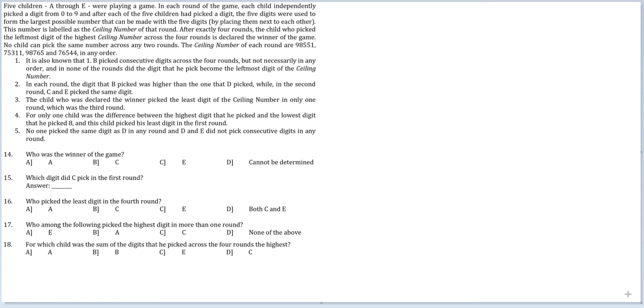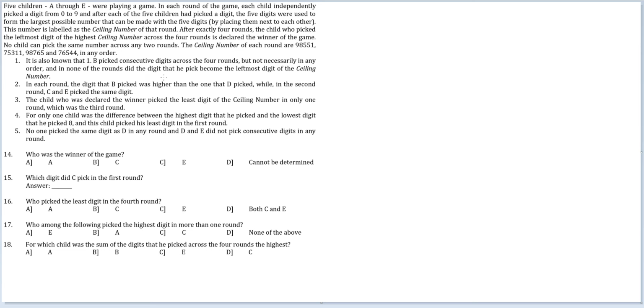Let's look at this question. 5 children A through E were playing a game. In each round of the game, each child independently picked a digit from 0 to 9. After each of the 5 children had picked a digit, the 5 digits were used to form the largest possible number that can be made with the 5 digits by placing them next to each other. This number is called the ceiling number of that round.